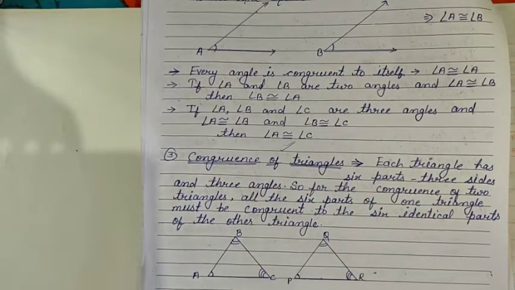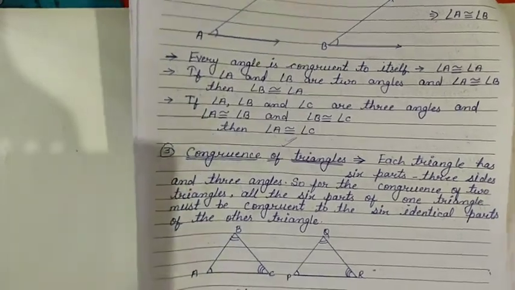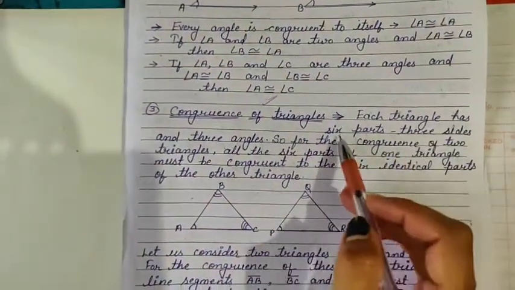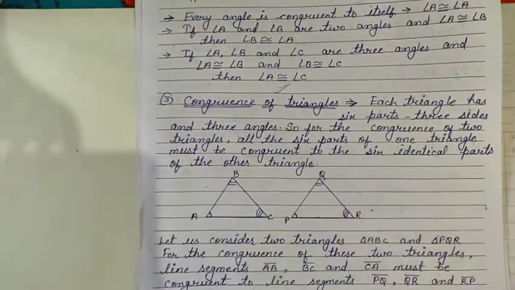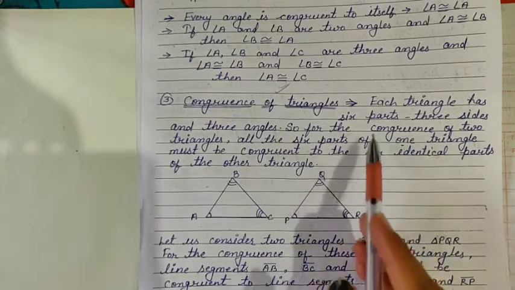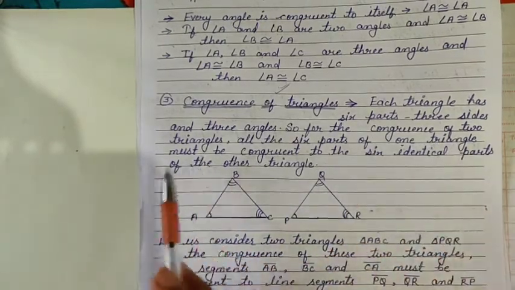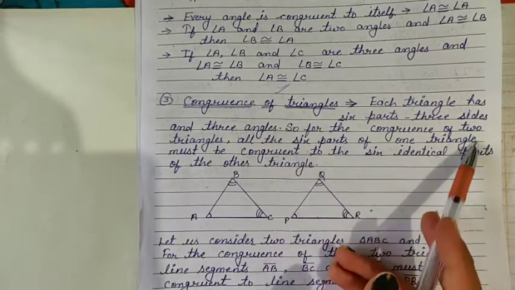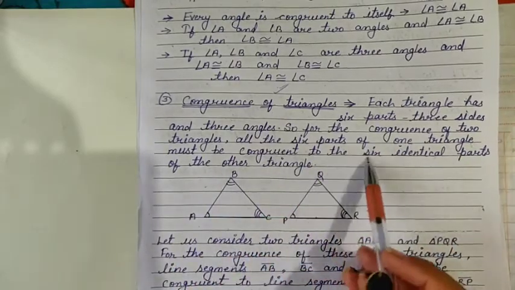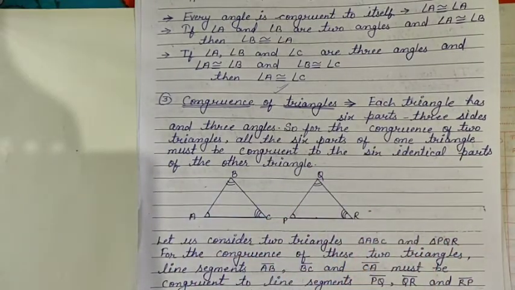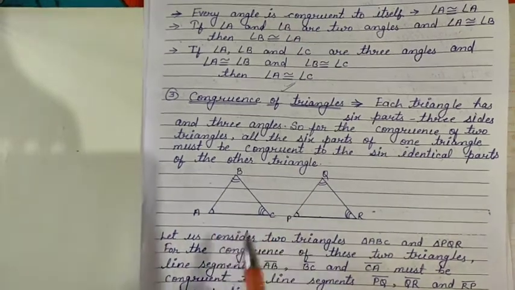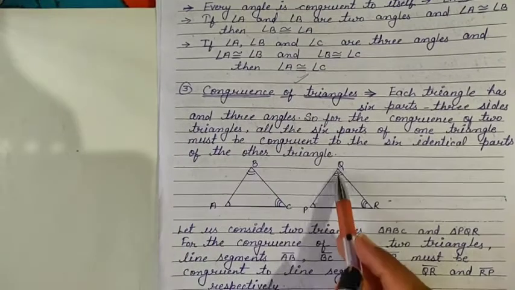Okay students, now congruency of triangles. Each triangle has 6 parts, 3 sides and 3 angles. So for the congruence of two triangles, all the 6 parts of one triangle must be congruent to the 6 identical parts of the other triangle. This is a triangle ABC and this is another triangle PQR.